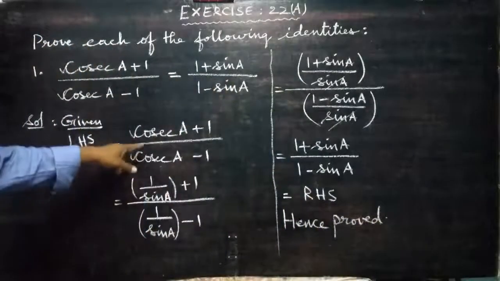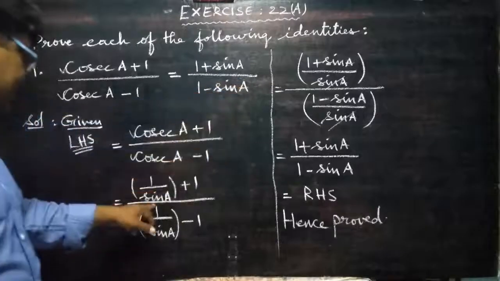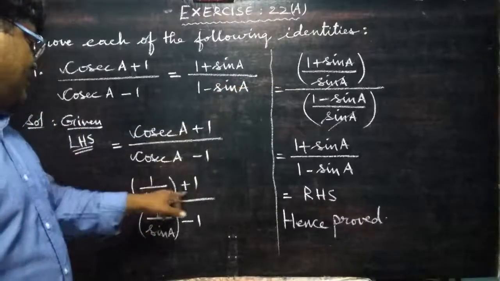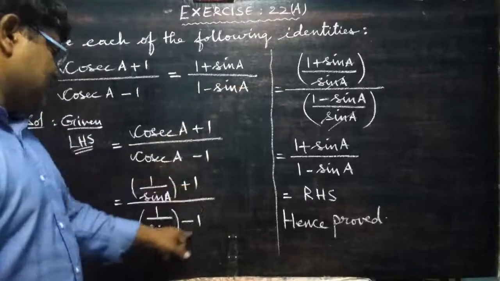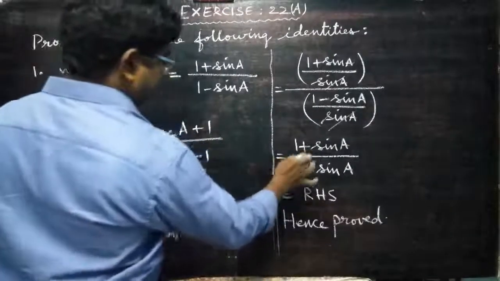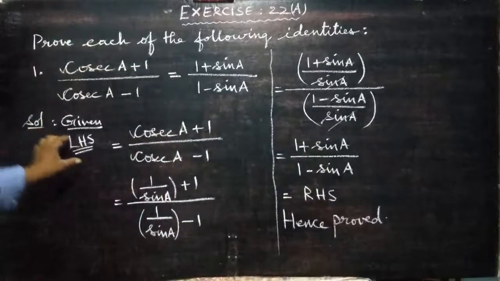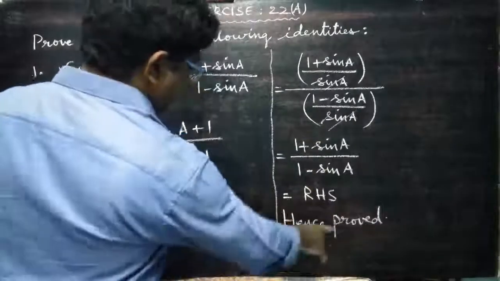So here we have changed cosecant A as 1 by sine A, and we took the LCM. Sine A is the LCM. 1 plus sine A, cross multiply. Here also 1 minus sine A. Then the denominator gets cancelled, and we got 1 plus sine A by 1 minus sine A. LHS is equal to RHS. LHS we took, and it is equal to RHS. Hence proved.